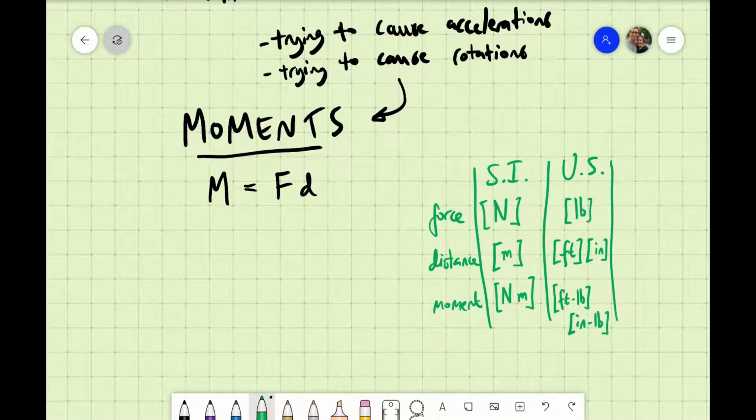And don't ask me why. In the SI system, we always say Newton meters. We never say... I can't even say it. Meter newtons? Wow, that sounds terrible. But in the US system, no one ever says pounds feet. We always put the distance first. No one ever says pound inches.